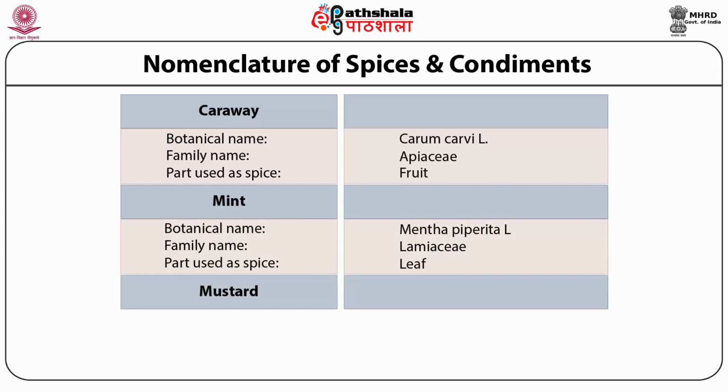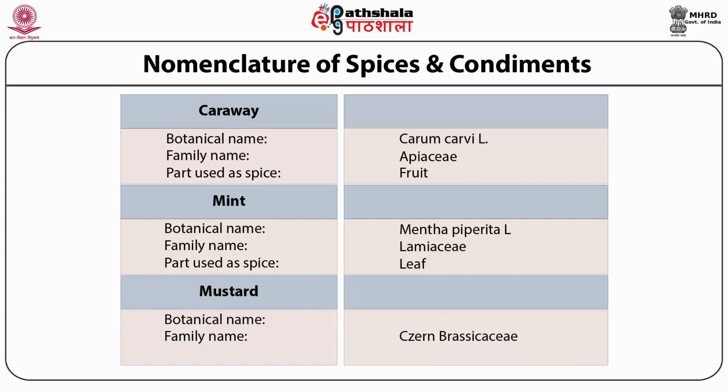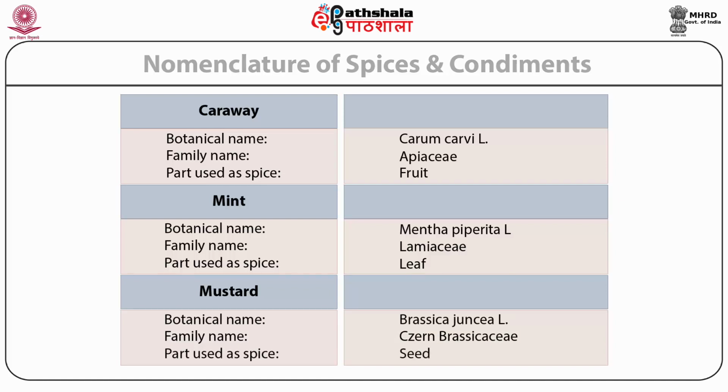Mustard, belonging to the family Brassicaceae and botanically called as Brassica juncea. The part of the plant used as spice is the seed.